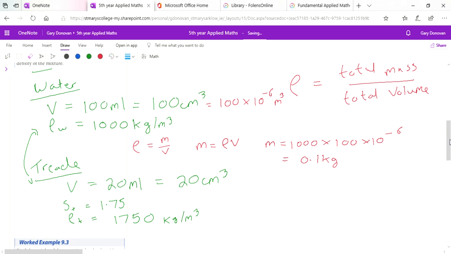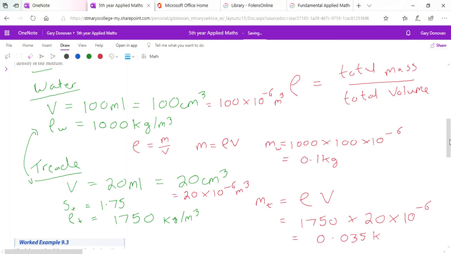For the treacle, let's get the mass of the treacle. I'll put W here for water. Mass of the treacle will be its density times its volume, which will be 1750 multiplied by its volume in meters cubed, so that's going to be 20 times 10 to the minus 6 meters cubed, from the last video we looked at that. So multiplied by 20 times 10 to the minus 6, and that gives you a mass of 0.035 kg.